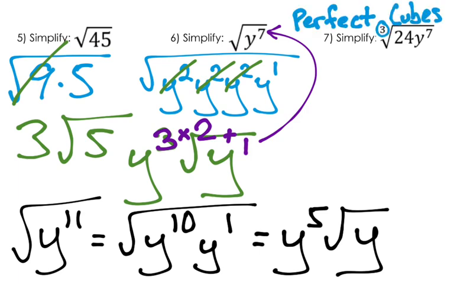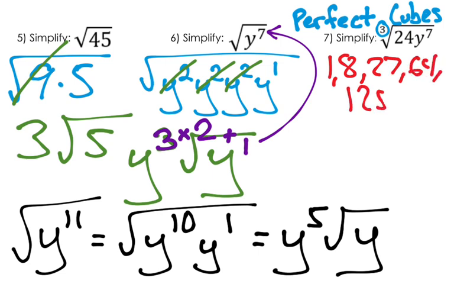So in number 7, we are now finding the cube root of 24 times y to the 7th power. And when we find the cube root, we have to be thinking about our perfect cubes. We have perfect squares like 1, 4, 9, 16, 25, but we also have perfect cubes like 1, 8, 27, 64, 125. And I am more or less assuming you are basically familiar with perfect cubes at least.